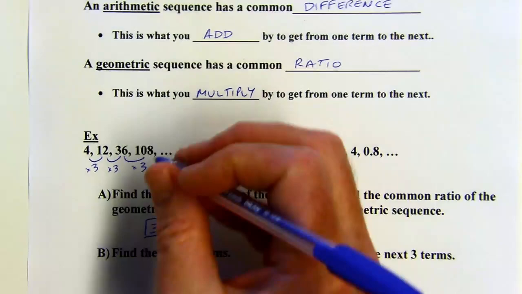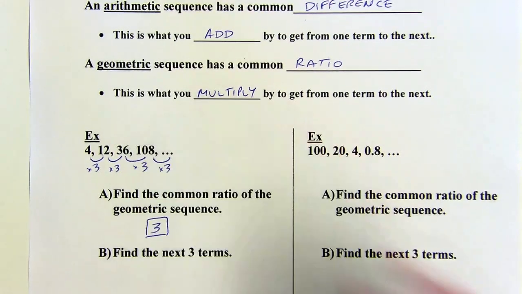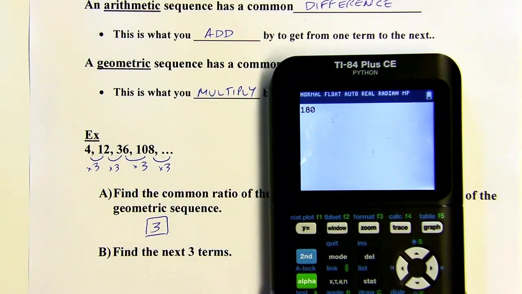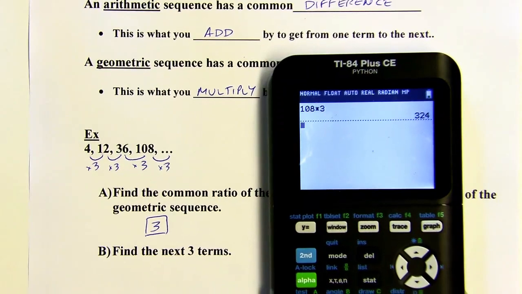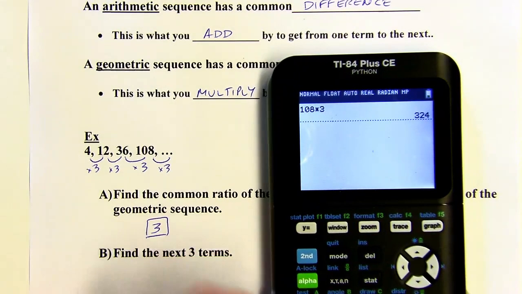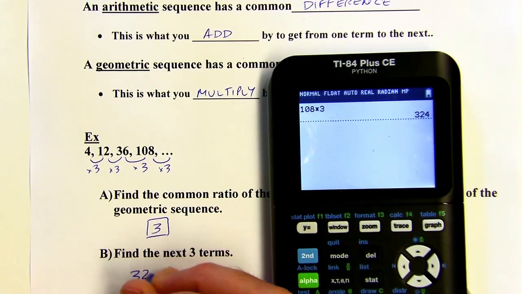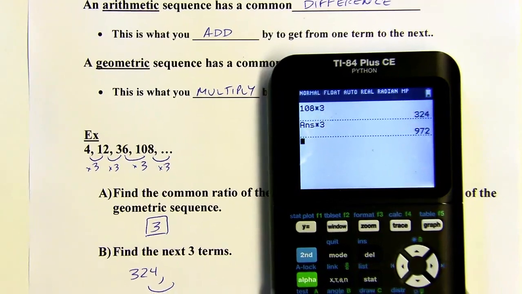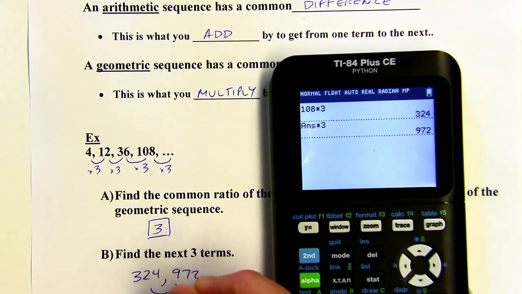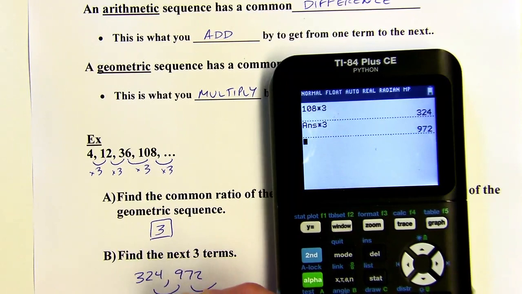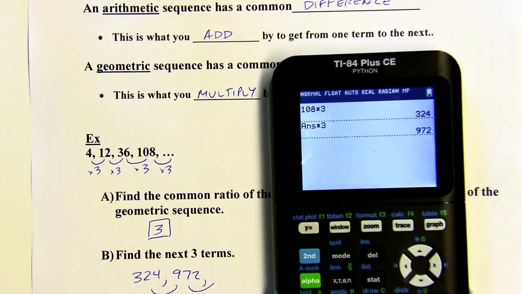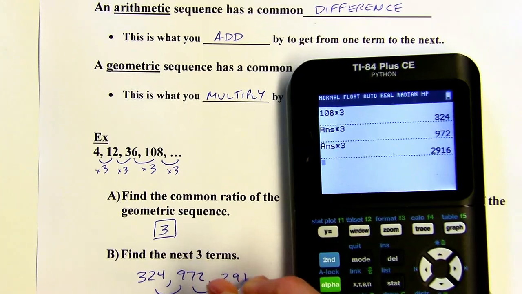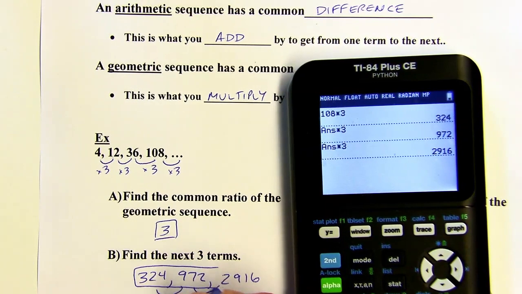And then we can find the next 3 terms just by using the ratio. So I'm going to do 108 times 3, which is going to be 324. So the next term would be 324. Okay, and then I'll multiply by 3 again to get to the next one after that. 972, and then I'll multiply by 3 one more time, and I've got 2,916. Okay, and there's my next 3 terms.